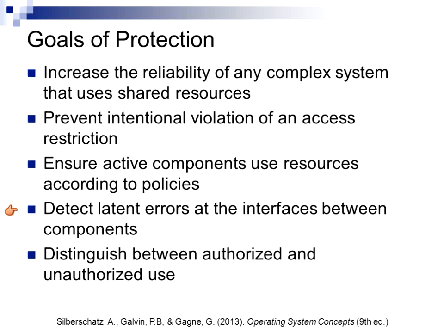We want to be able to detect latent errors at the interfaces between components. In other words, we want to make sure that there's nothing that we're doing where one process or one component of the system is inadvertently affecting another component or process in the system. And we also want to be able to tell when something is an authorized use or an unauthorized use. In other words, whether a user or a program is allowed to access a resource or not. And so we want to be able to do these things in order to protect our system.